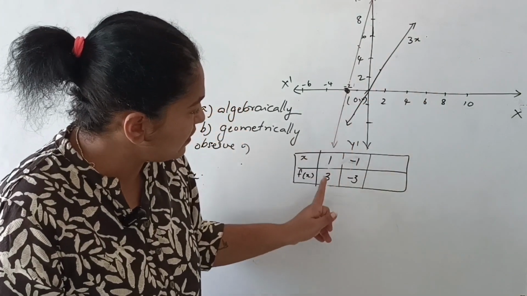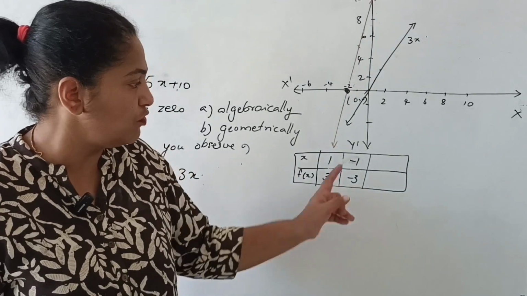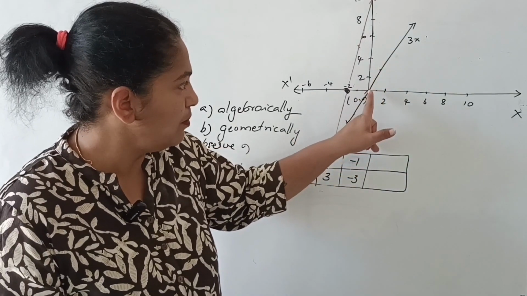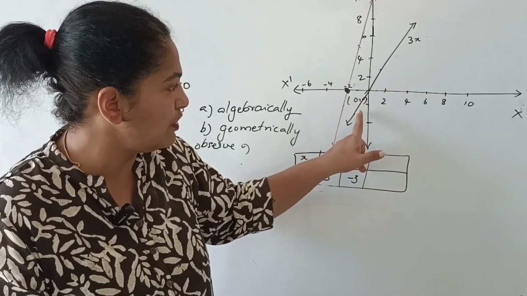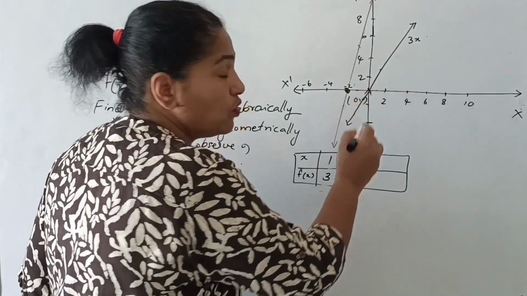Plot the graph of 3x. 1 and 3, and minus 1 and minus 3 are the values that I have taken. So 1 comma 3 will come over here. Minus 1 minus 3 will be somewhere over here. When you join them, you will get a line which is passing through the origin.